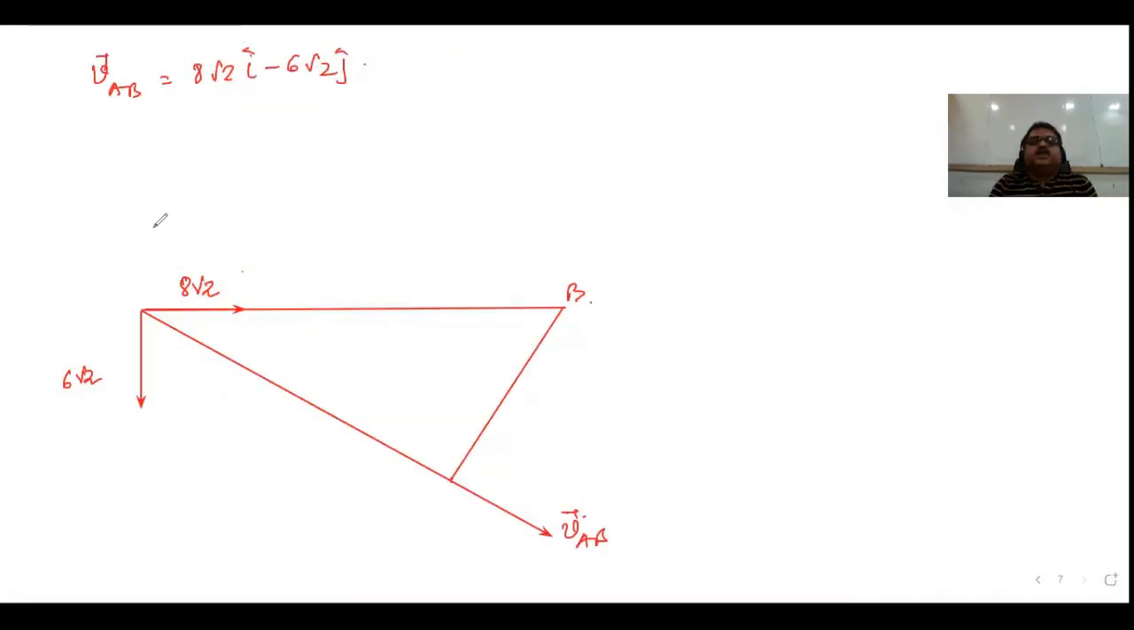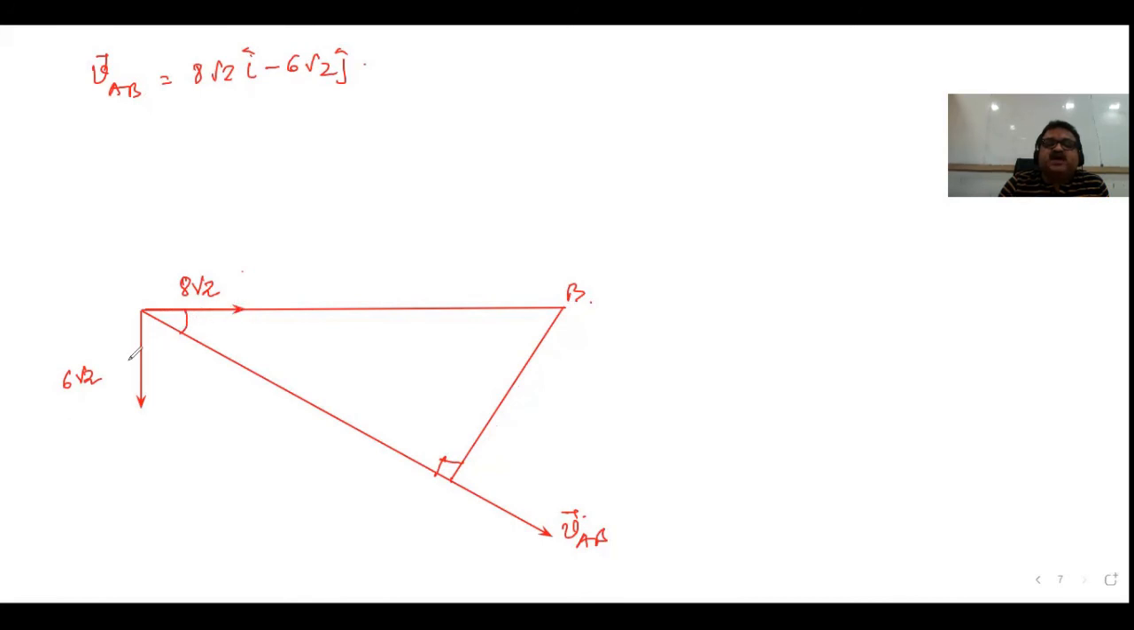What is the meaning of it? Now velocity of A with respect to B is what? 8 root 2 i cap, that means along this direction. 6 root 2 j cap with minus sign, that means along this direction. So the minimum separation will be this. This is 90 degree. Now what is the value of this angle? So we can find it easily like this.